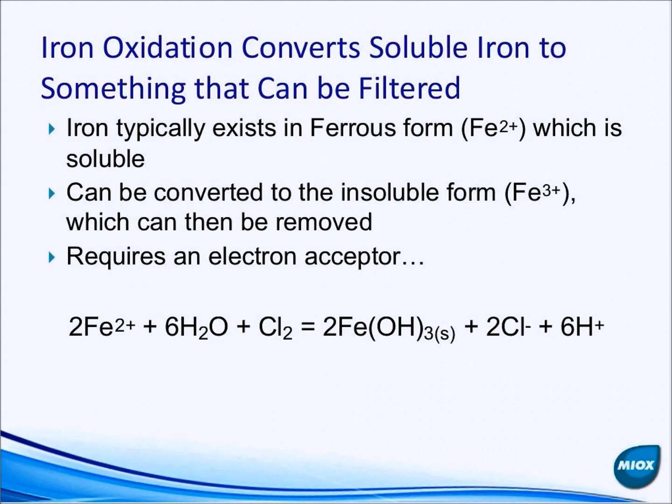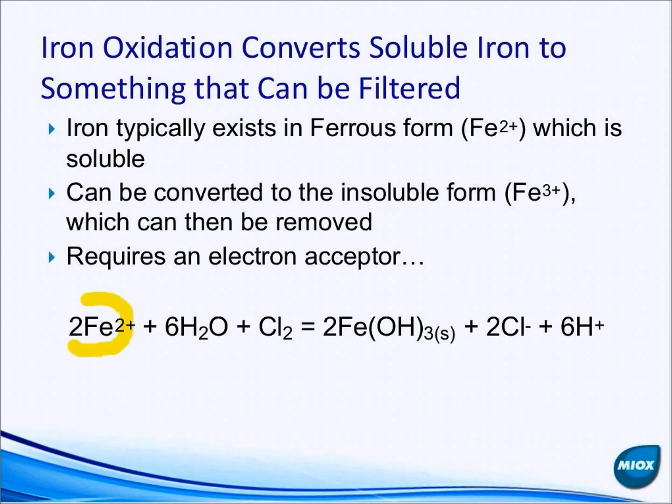This can also be done with oxygen as well, or potassium permanganate, or ozone, or something like that. But since we're talking about chlorine, this is the actual reaction that you're looking at. So for 2 irons, you take 2 iron, you add chlorine, so that's in essence 1 free available chlorine that you're adding, which is Cl2, plus some water, converts to 2 iron hydroxides, which is a solid form, and that'll drop out of the solution, plus 2 chloride ions and 6 hydrogen ions.